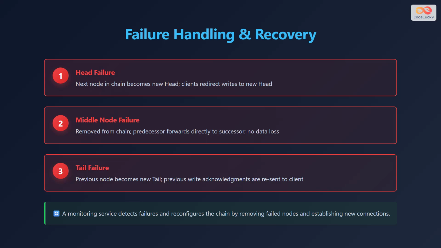Chain replication handles server failures gracefully. If the head fails, the next server in line becomes the new head and clients start sending writes there. If a middle server fails, it's simply removed from the chain, and the previous server forwards data directly to the successor. If the tail fails, the previous server becomes the new tail and resends previous write acknowledgements. A monitoring service detects these failures and reconfigures the chain automatically, ensuring the system continues running without data loss.